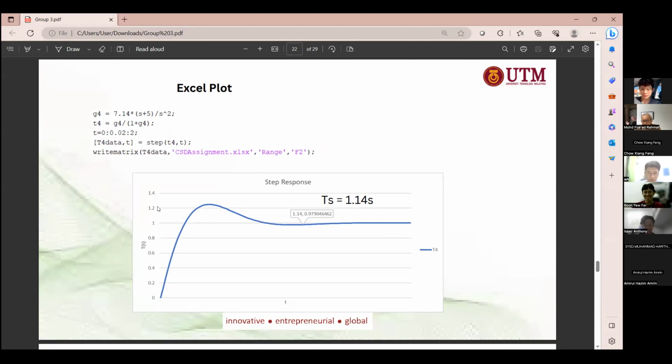Nampak tak dia punya purpose dia? Yes. Lagipun Excel dia punya grafik sangat cantik. Matlab tak berapa cantik. You see? Tengok dia punya graph cantik. Okay, continue. Okay, thank you.